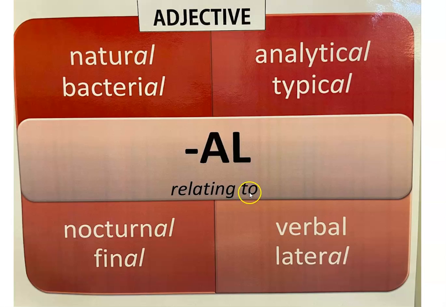AL means relating to. So if I take nature and I add AL on the end, I get natural. And the AL means it's relating to nature, right? So something that's natural relates to nature. Natural soap is a soap that's made out of nature, right? It's natural. Bacterial means it's relating to a bacteria. And typical means it's relating to a type. And so these are ways that we can help understand the meaning of words.